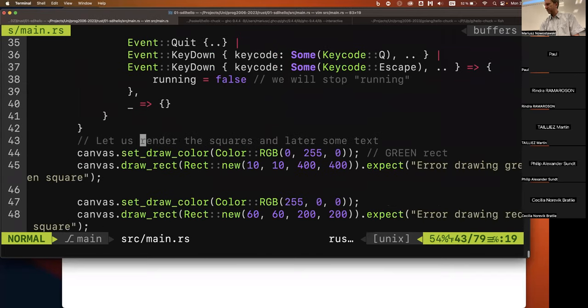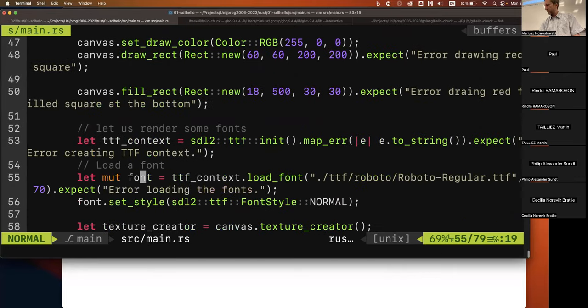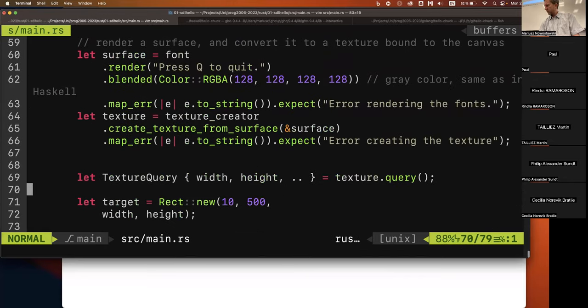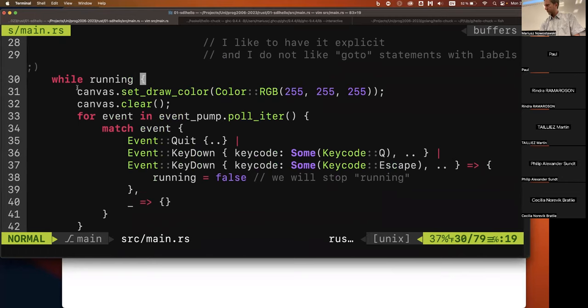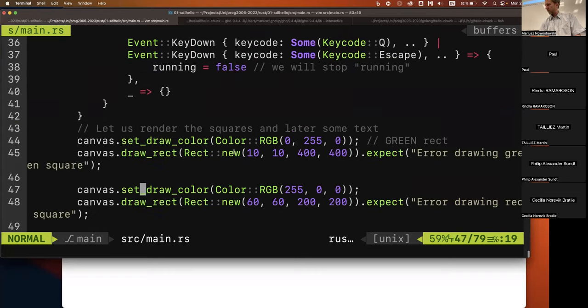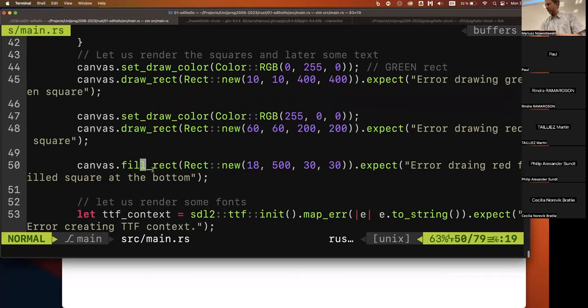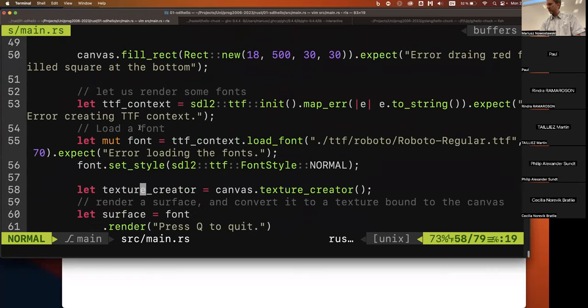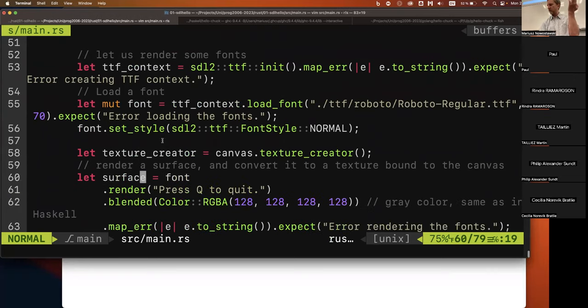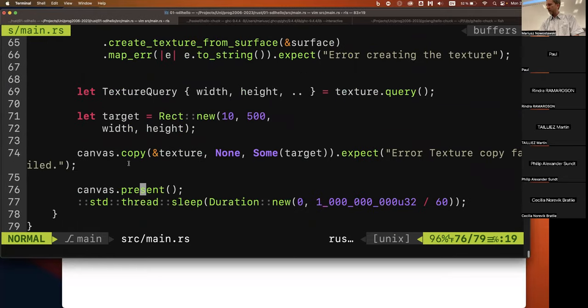So we are drawing the background color to white. Let me see where I set this. Yeah, here. So here I'm clearing the screen and setting it all to white. Then I'm handling the events. And then I'm drawing the two thin rectangles and then the filled one, and we're doing it on the canvas. And then when it comes to drawing the text, we draw the text into a surface which we then convert to a texture, and then we use the copy mechanism for copying the texture onto the main surface of the window, right?